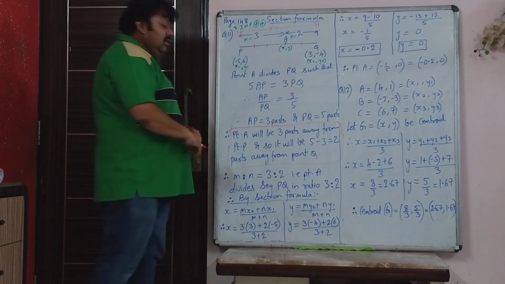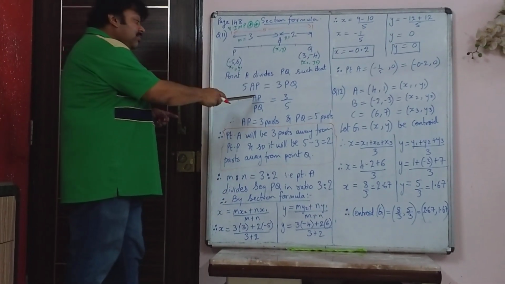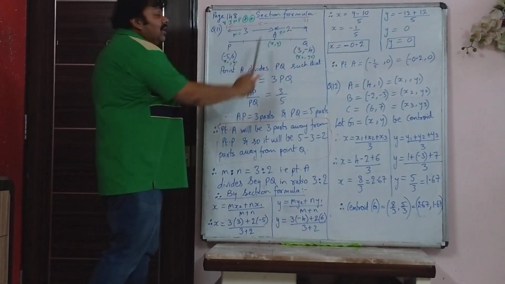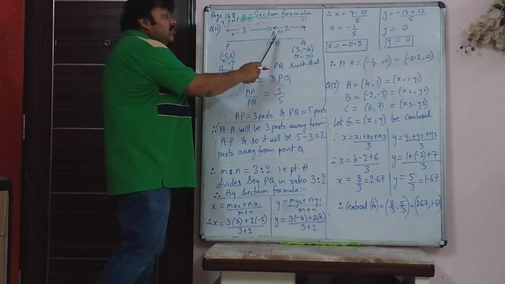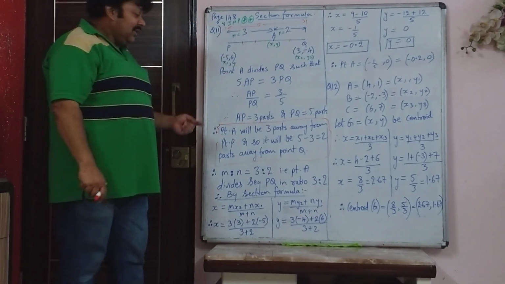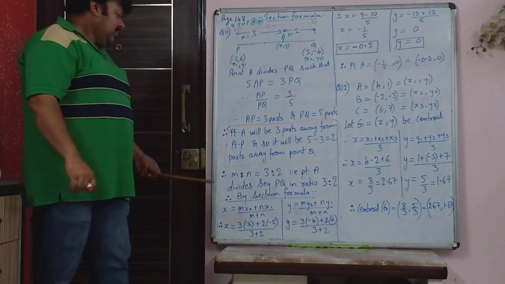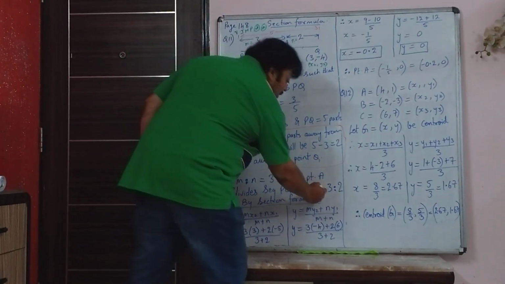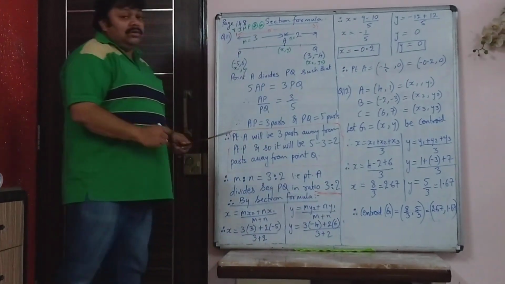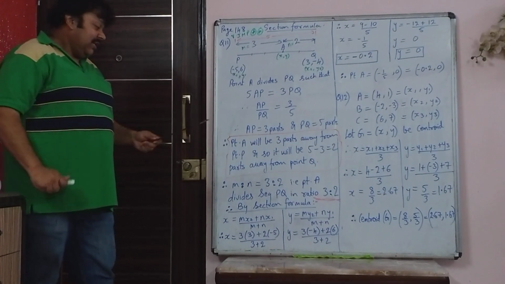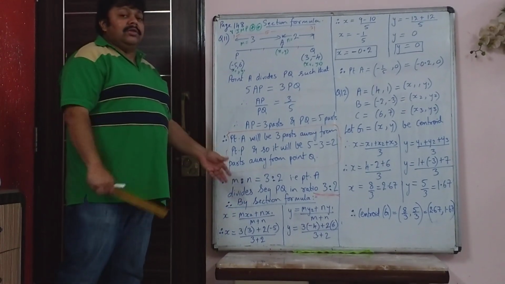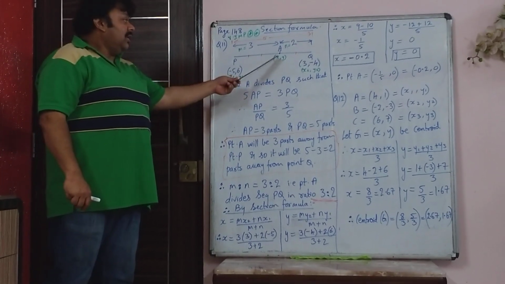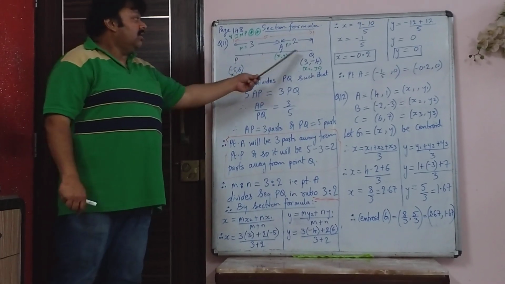So since AP is 3 and PQ the full thing is 5, AQ will be 5 minus 3, that is 2 parts. So you have to find not AP upon PQ, but you have to see what is M is to N. That is AP is to AQ. You have to find that. That makes the sum important. So point A divides segment PQ in the ratio 3:2. That ratio, not 3:5.